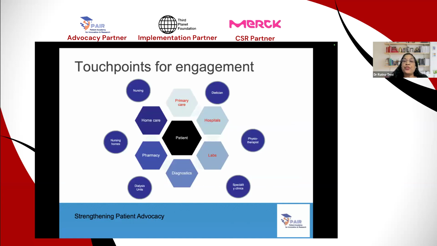So what are the touch points for engagement? The patient is at the center. It could be primary care, it could be hospitals, it could be labs, it could be diagnostic centers, for example, X-rays or CT scans, etc. It could be a pharmacy, and if the person is not ambulant, it could be home care. Or if it's a vulnerable patient, it could be home care. And the people who are involved in this could be a wide range of healthcare providers, from dietitians, physiotherapists, specialist clinics, dialysis units, nursing homes to actual nursing staff.